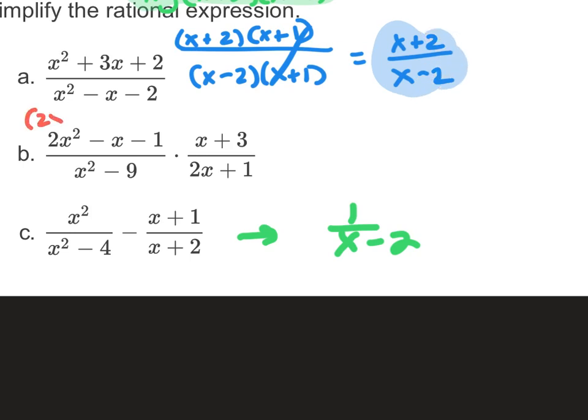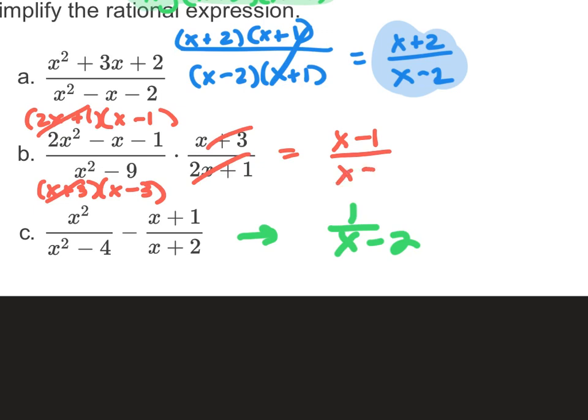B, 2x minus 1, 2x plus 1, x plus 3, x minus 3. The x plus 3s cancel, the 2x plus 1s cancel, and I end up with x minus 1 over x minus 3.